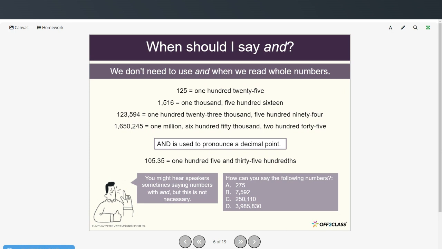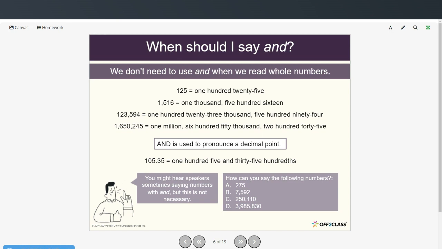We don't need to use and when we read whole numbers. So 125 is 125. 1,516 is 1,516. 123,594 is 123,594. And 1,650,245 is 1,650,245.